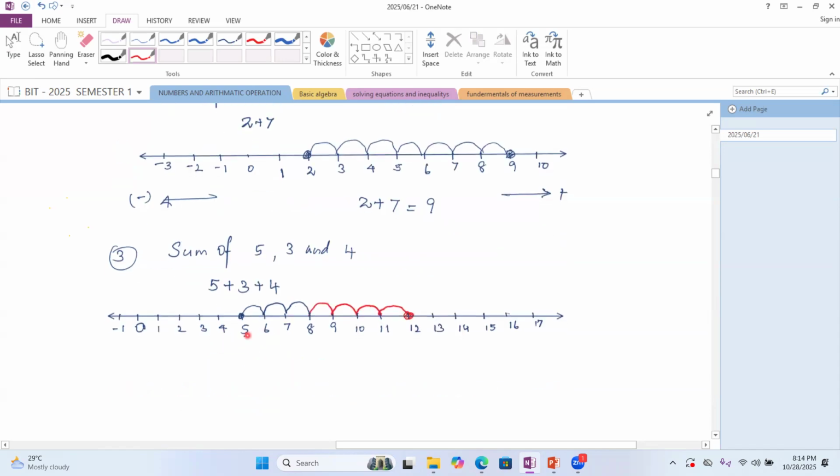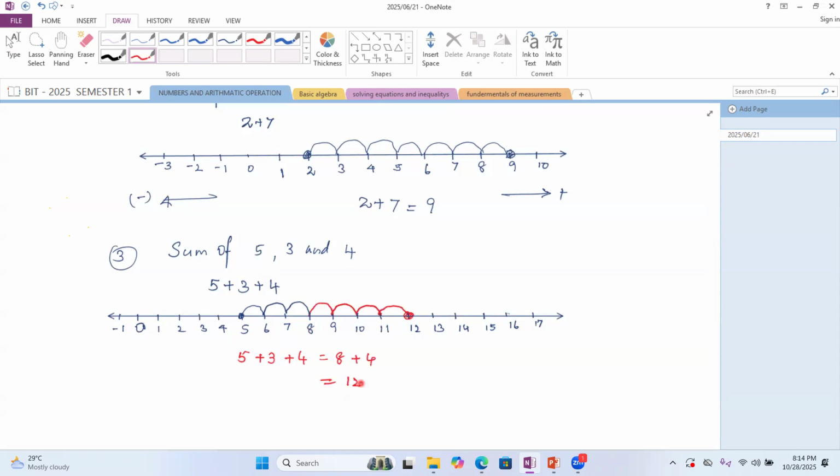Right? So we can write 5 plus 3 plus 4. First we get 5 plus 3, that is 8. Then plus 4, we get the result 12. This one is the intermediate result, then the final result is 12. So we can add more than 3 numbers, 4, 5, and so on.